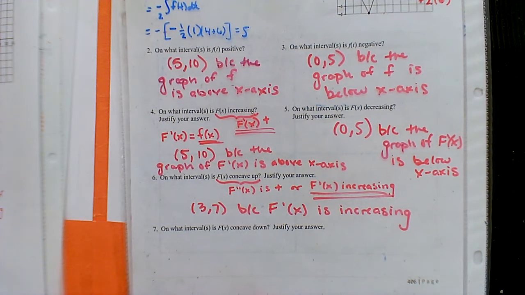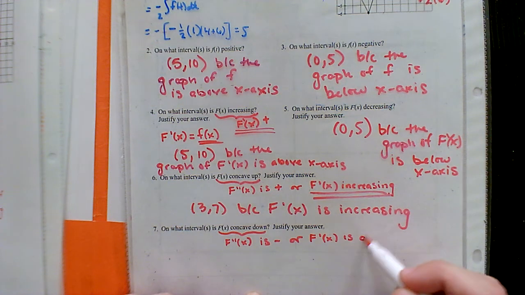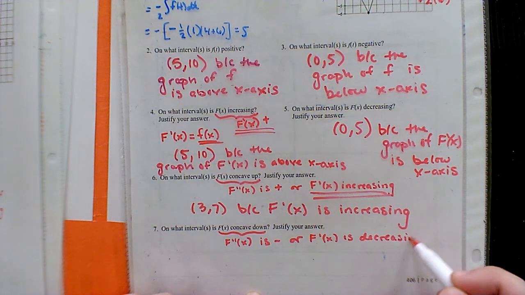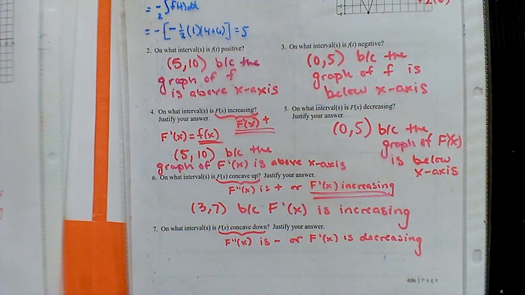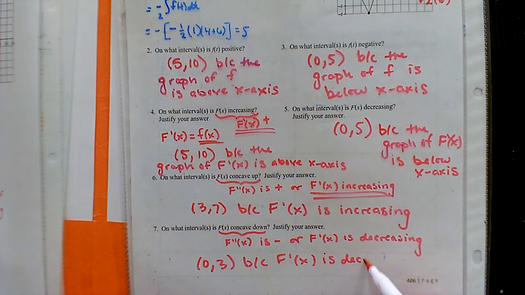Let's try the last one. On which intervals is capital F concave down? So in terms of our relationships, the second derivative is negative, but unfortunately they didn't give us the graph of the second derivative, they gave us the graph of the first derivative. So the first derivative is decreasing. Can we analyze that interval? 0 to 3. Perfect. Because capital F prime is decreasing.